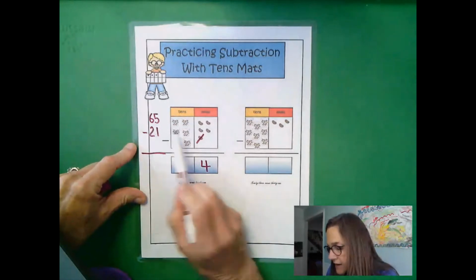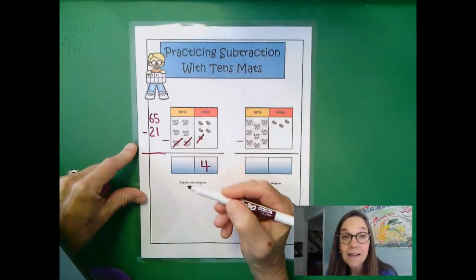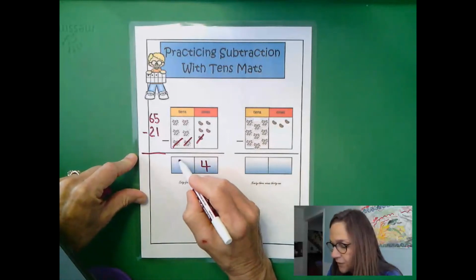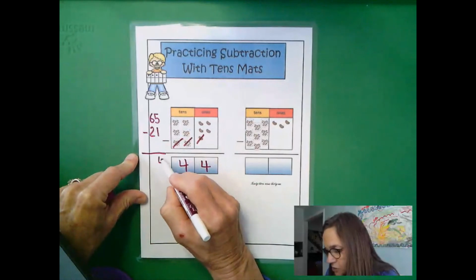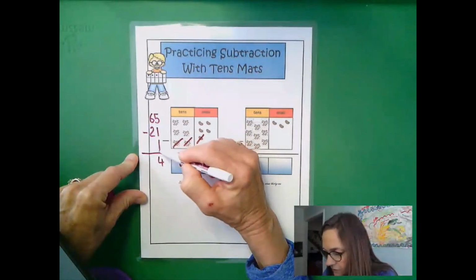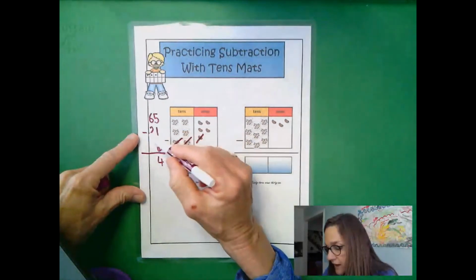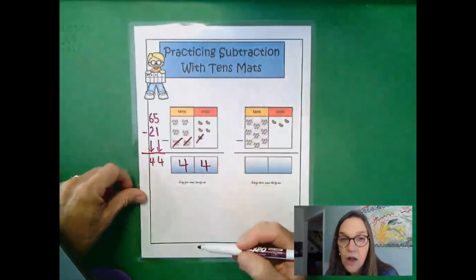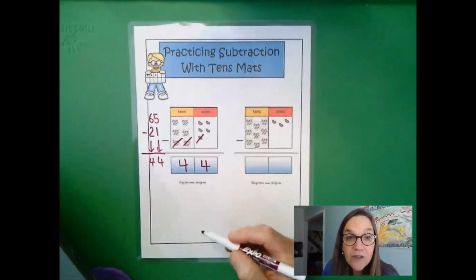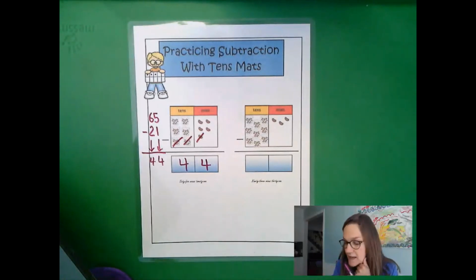And we know that 6 take away 2 leaves us with 4. Okay, 5 take away 1 is 4. Make sure you get your answer right straight down in the ones column. 6 take away 2 is 4. And again, you make sure you keep it in the tens column. So 65 minus 21 is 44. See how you'll just mark off the beans and the K-cups on your worksheet?